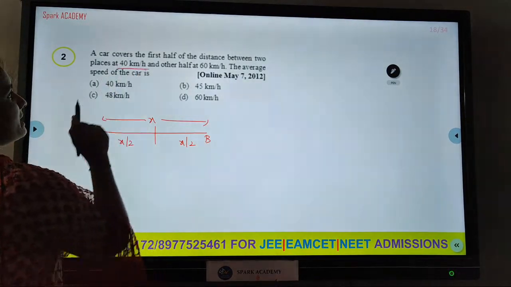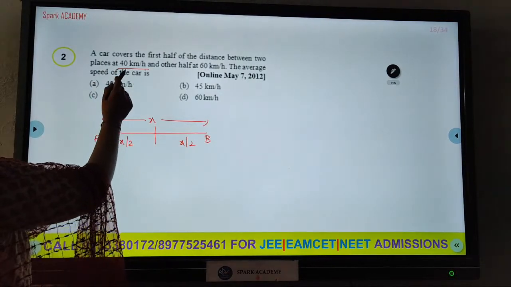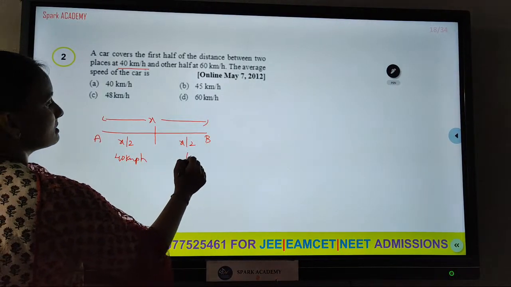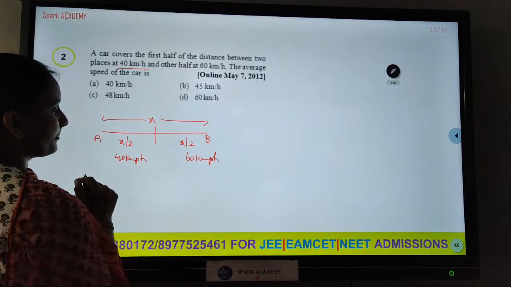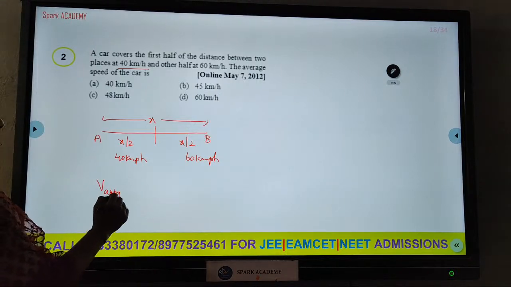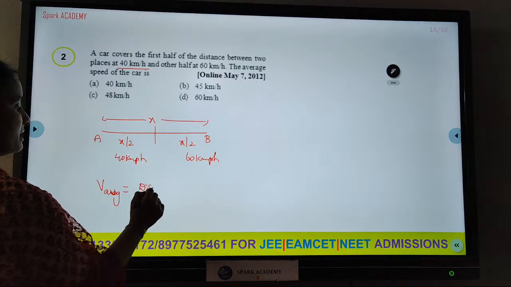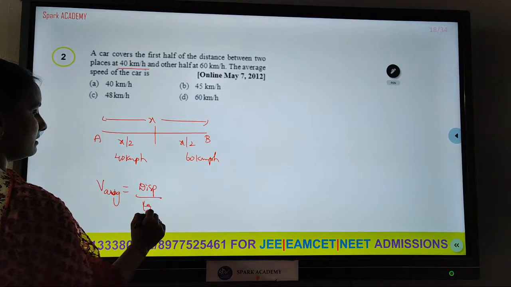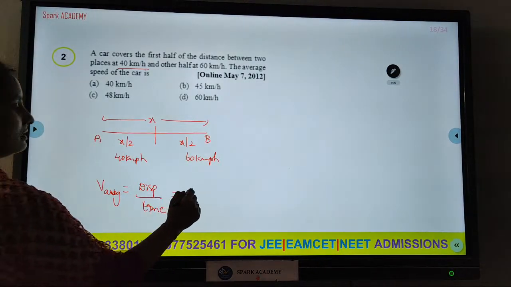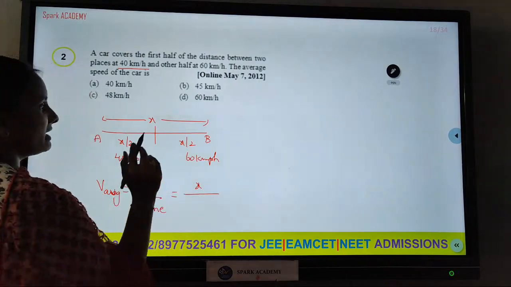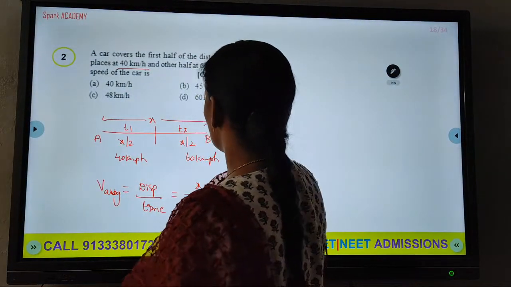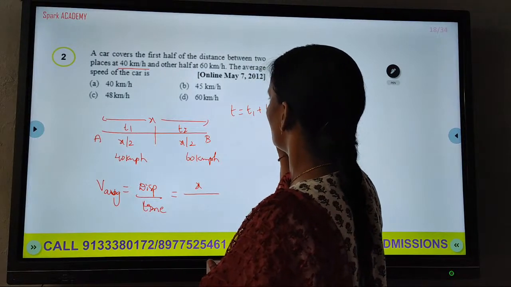What is the speed between the two places? First half of the distance with 40 km per hour, and here 60 km per hour. Now they are asking what is the average speed of the car. Average speed means total distance by total time taken. What is the total distance? Here it is x. Total time, let us say t1, and the next half journey t2. Total time taken will be t1 plus t2.